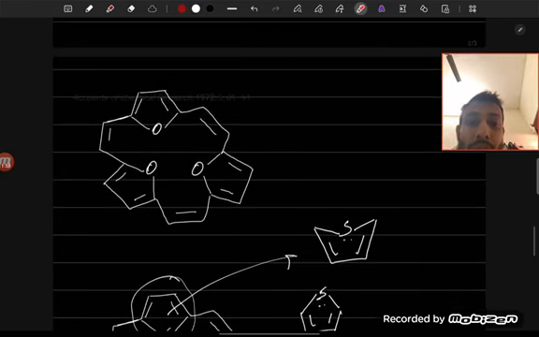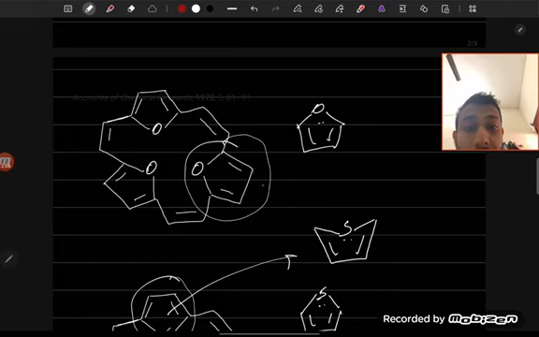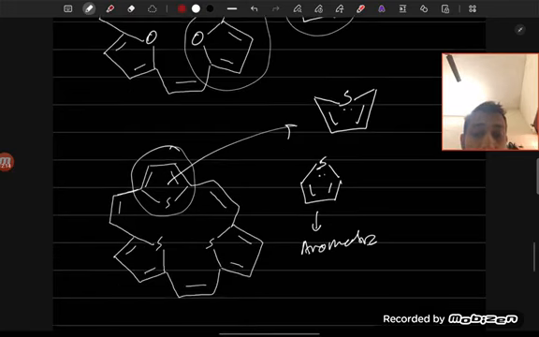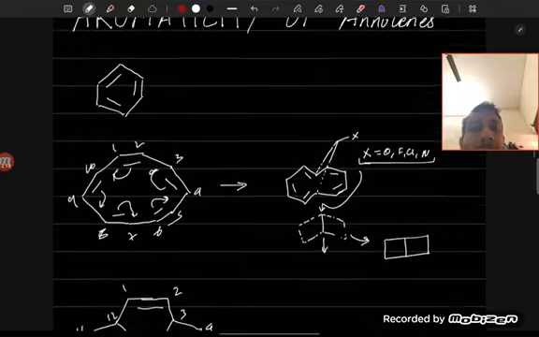And as we all know that this compound is aromatic in all states, this unit is aromatic also, and this individually is also aromatic. So we can say that the oxygenated compound is aromatic, and this is not aromatic. So I think I have made myself clear.